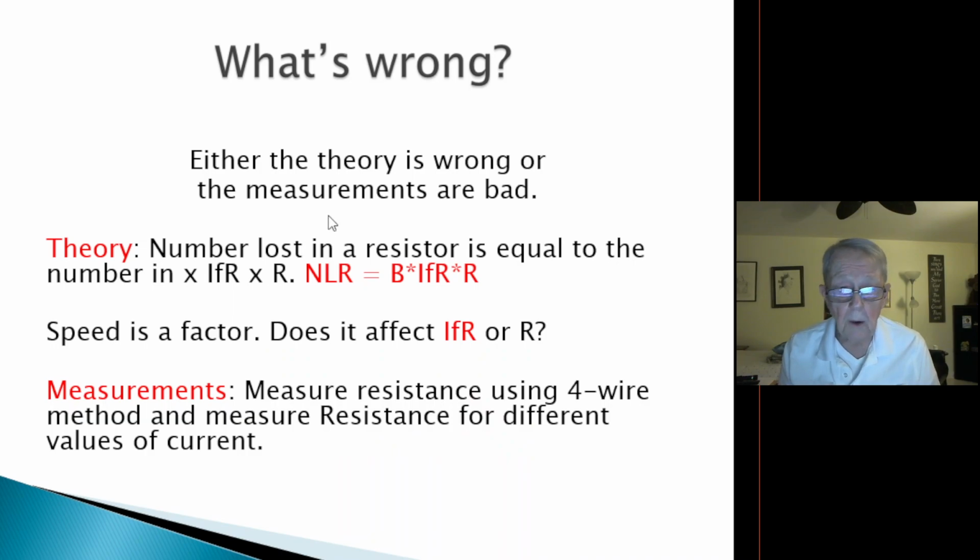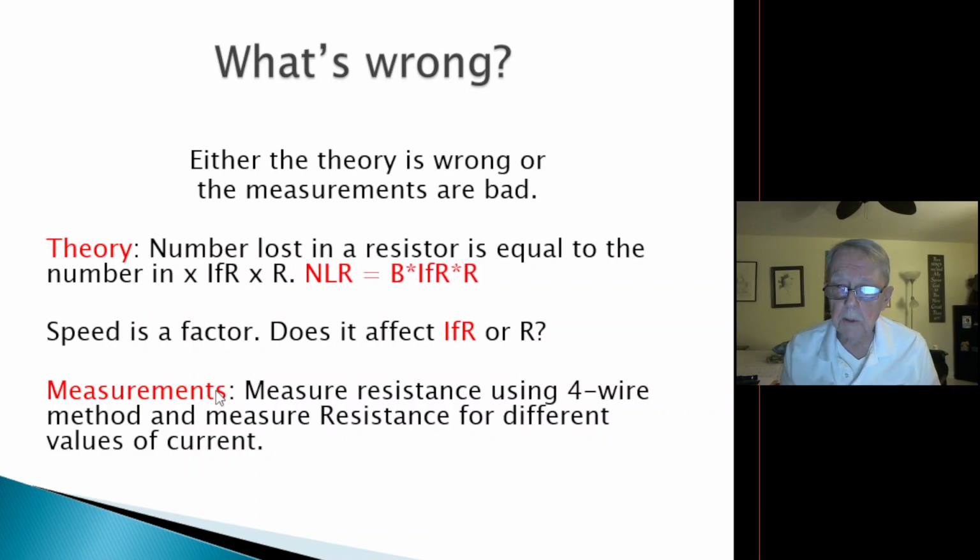Well, either the theory is wrong or the measurements are bad. The theory: the number lost in the resistor is equal to IfR times R, which is the simple equation. Is that right or wrong? Maybe something's affecting IfR or the resistor. I've learned in the past, working on diodes and transistors, that speed is a factor. I'm wondering whether speed affects IfR or R. More logically, R doesn't change. Temperature can change R, yeah, but initially I'm assuming it's going to affect IfR.